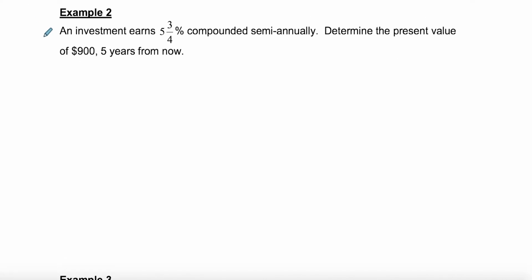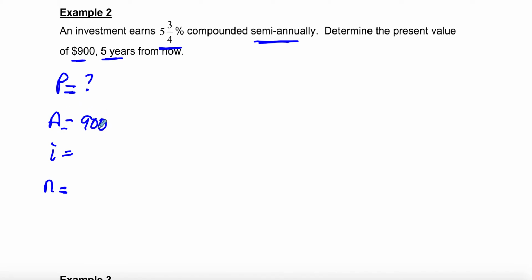So example 2, we have down the side, this time if I write PAIN down the side, a lot of teachers would just set these up first because I think it's a little bit easier. The P, we don't know the principal. An investment earns 5.75% compounded semi-annually. What's the present value of $900 5 years from now? So it's not a very big amount of money, but in the future, you would end up with $900. So we're going backwards. What we started with has to be less than that, what we invested today.